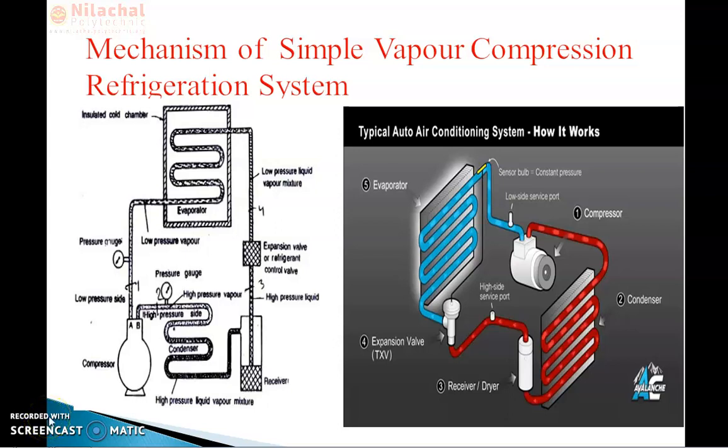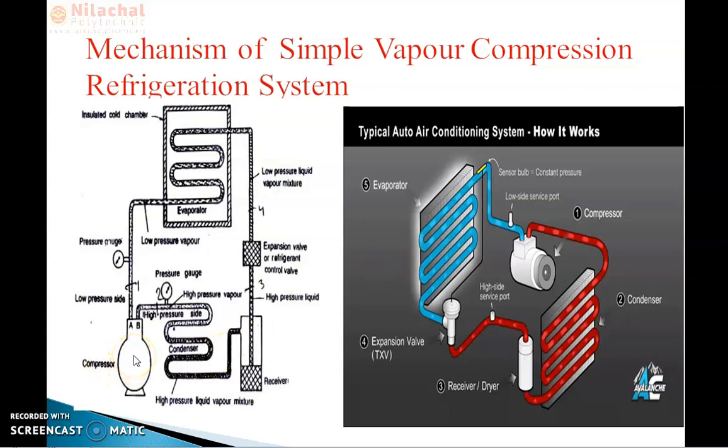Let's start the mechanism of the simple vapor compression refrigeration system. First, you have to know the major components used in the vapor compression refrigeration system. The major components are the compressor, condenser, receiver, expansion valve, and the evaporator. So, let's start from the compressor.